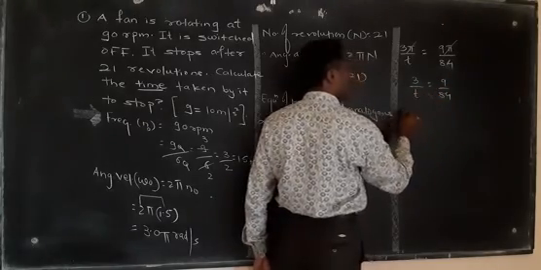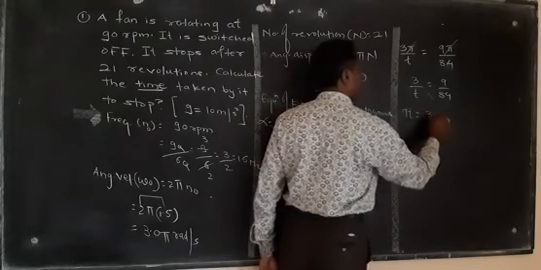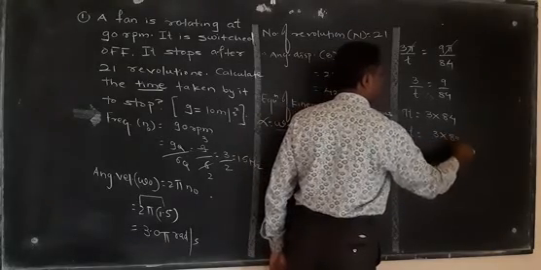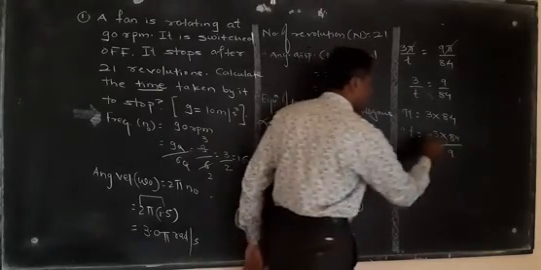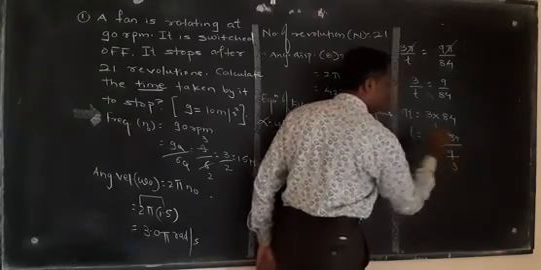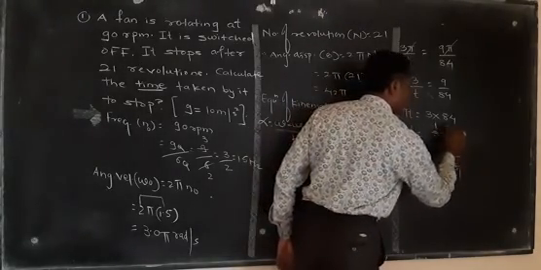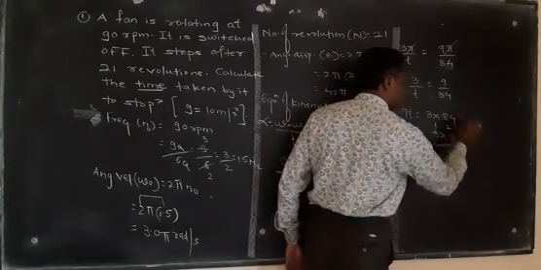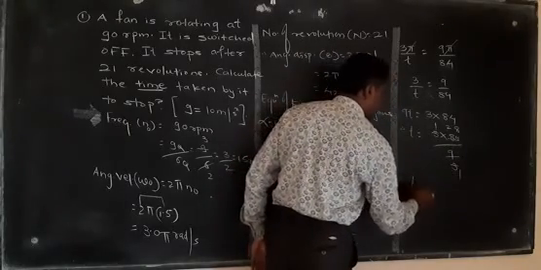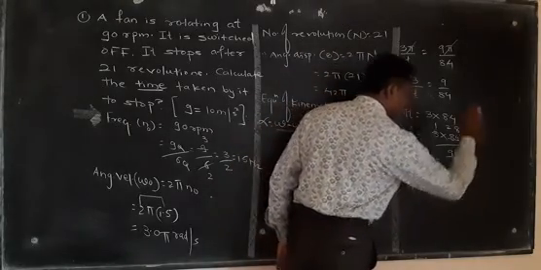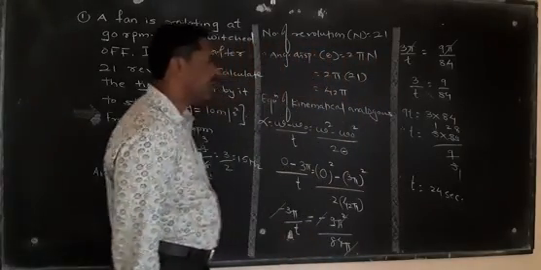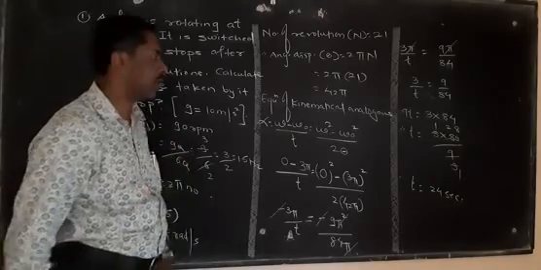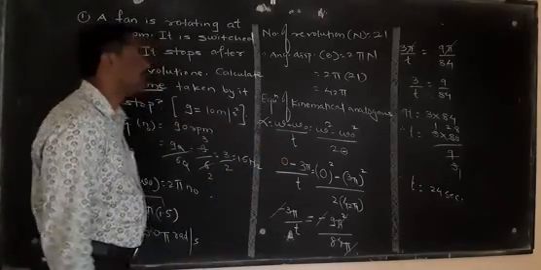Just taking cross product, 9t is equal to 3 into 84. Therefore, t is equal to 3 into 84 upon 9. 3 1s are 3, 3 3s are 9, 3 1s are 3, 3 2s are 6, 2 remains, it becomes 24. So 3 8s are 24. Therefore, t is equal to 24 seconds. Okay. So how much is the time required to stop the fan? The fan takes 24 seconds to come to rest.